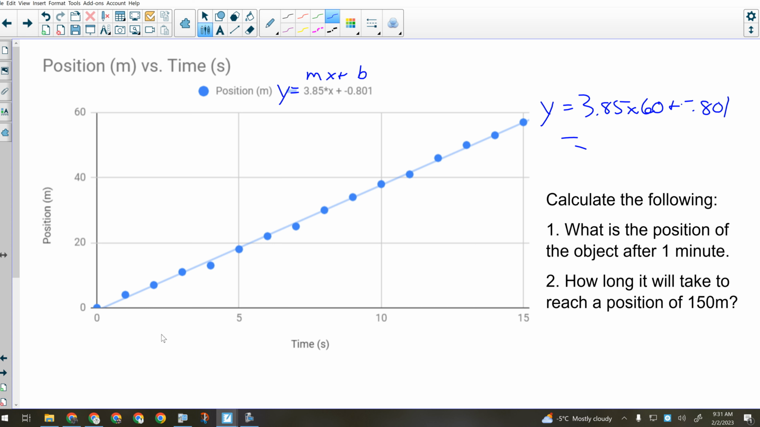Okay, so in question number 2, they're asking how long it will take. Am I looking for a Y value or an X value? X, because time is on the X-axis. So I've got to manipulate Y equals mx plus b for X, so I'll subtract b and then divide by m. X will equal Y minus b over m, so that'll be 150 meters, our final position, minus negative 0.801, and then we would divide that by 3.85.